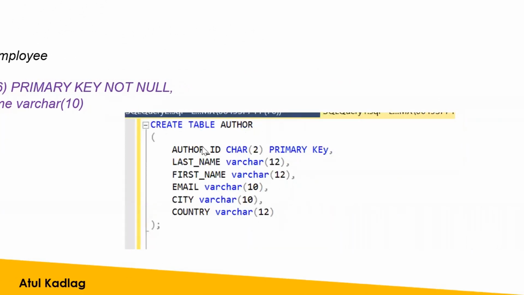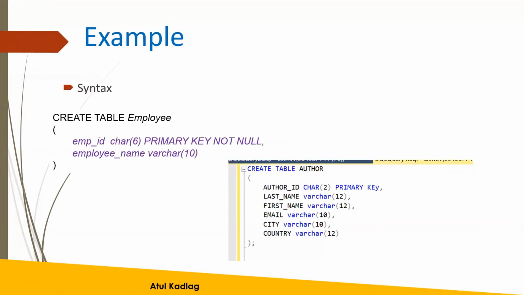And when it comes to SQL Server, this is an example which is create table author, and we can see author ID, character, and primary key, last name, first name, email, city, country. These are the columns which we can write, and we can execute it. One column can be separated from another by a comma, so we need to understand that. There are data types which we are specifying here, character, varchar. So there are different data types: char, varchar, integer, decimal, float. These are the data types.